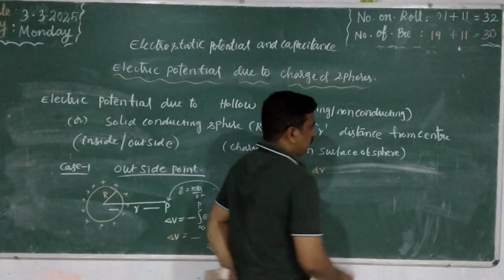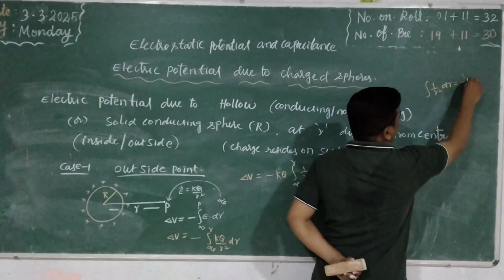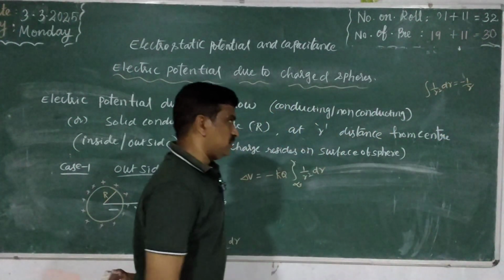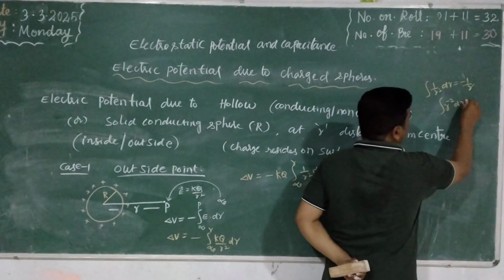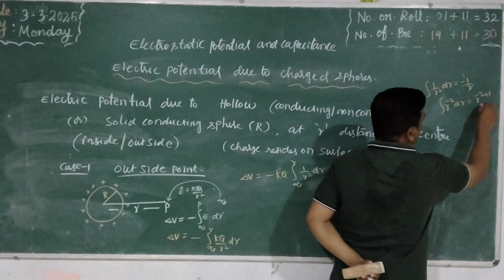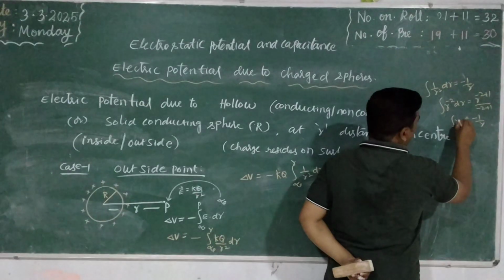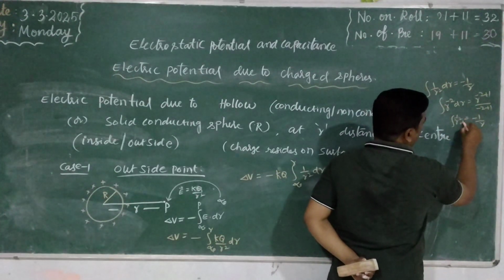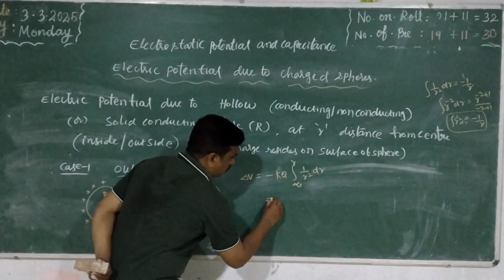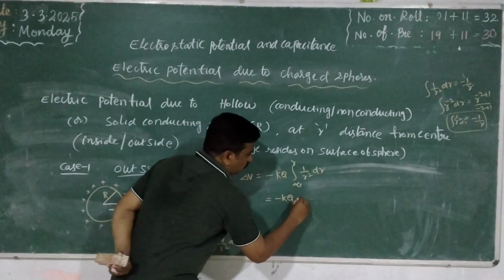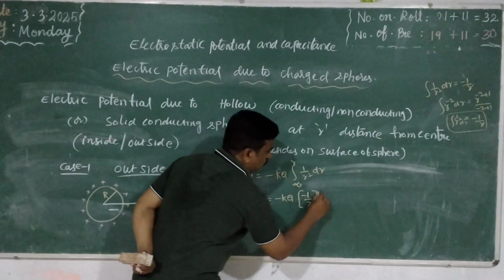Now the integral of 1 by r square dr equals what is the formula? Minus 1 by r. We discussed this already previously, or otherwise you can listen once again. We can write r power minus 2 dr. Here, r power minus 2 plus 1 by minus 2 plus 1, so from that we get minus 1 by r. So delta V equal to minus KQ times minus 1 by r, with the interval from infinity to r.